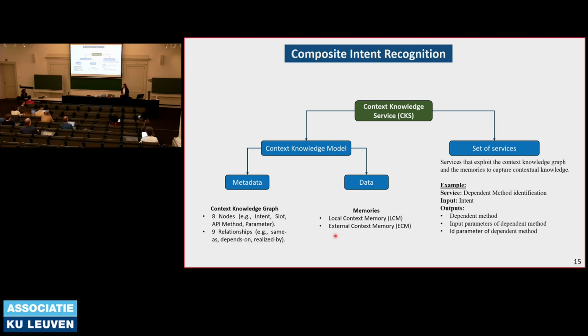We have also the set of services or endpoints that exploit the context knowledge graph and these memories to capture contextual knowledge. For example, we defined a service called dependent method identification. This is to identify a method that depends on another one. For example, we have the intent start a playlist, and we know that this intent is realized by this method, which is the Spotify player. And this method will help us know that to invoke the Spotify player, we need first to invoke the Spotify search.